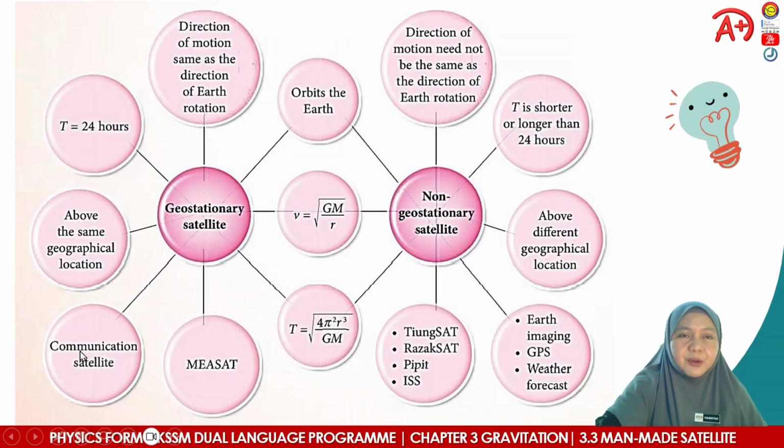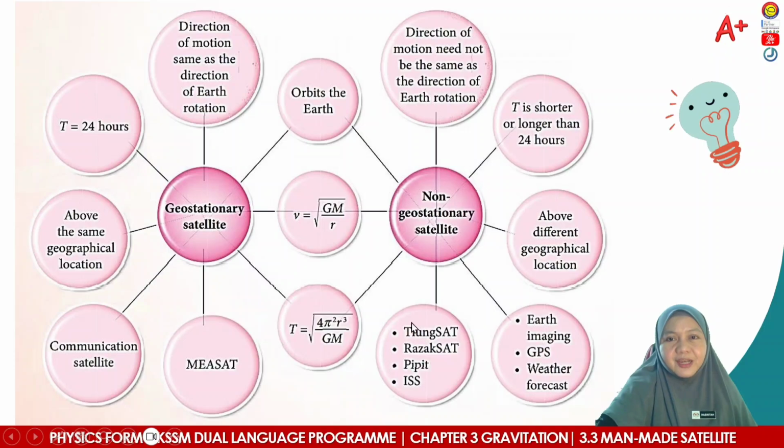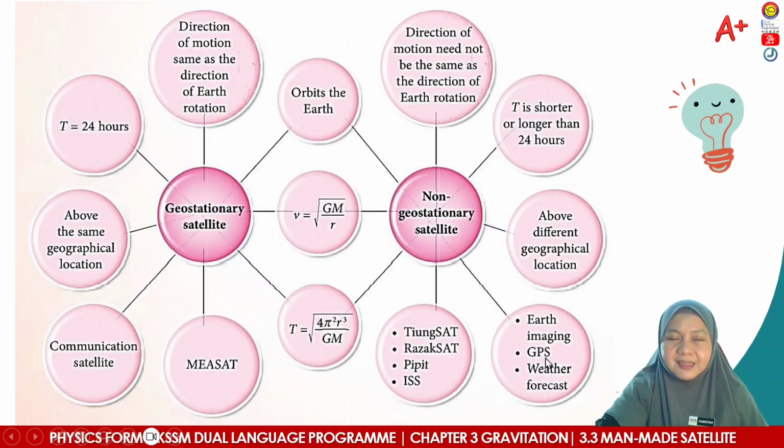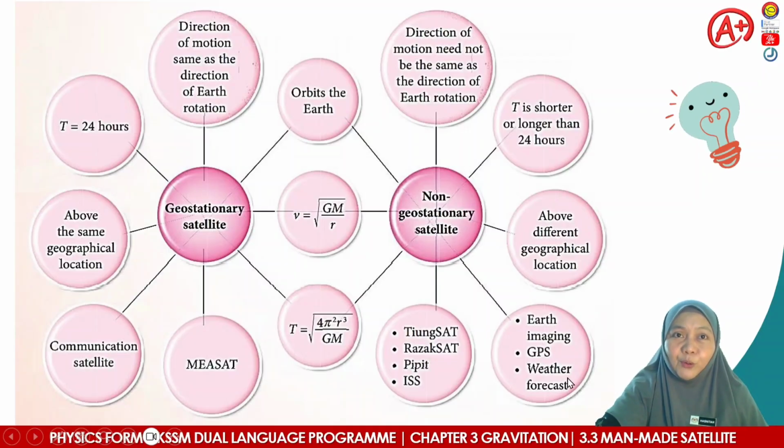And what about examples of satellites? We have communication satellites and MEASAT under the geostationary type of satellite. And for non-geostationary satellites, we have TiungSAT, RazakSAT, PIPIT, the ISS, the International Space Station, and all these satellites are for the purpose of Earth imaging, GPS, and weather forecast.